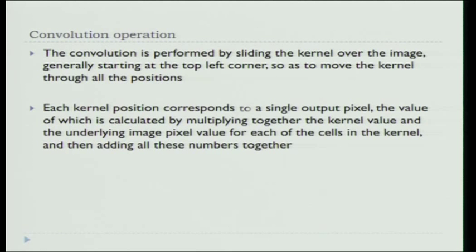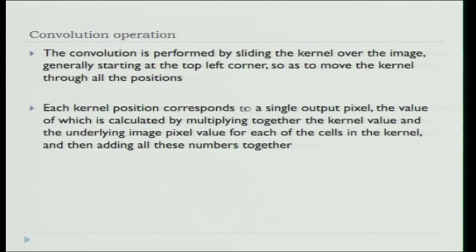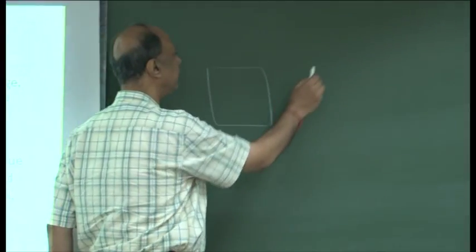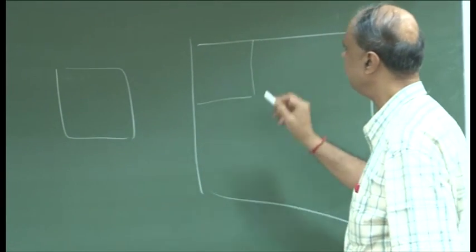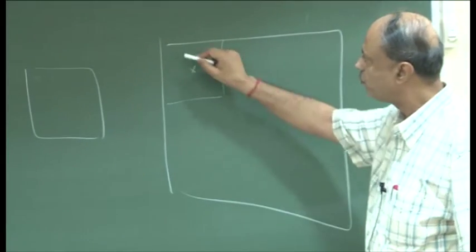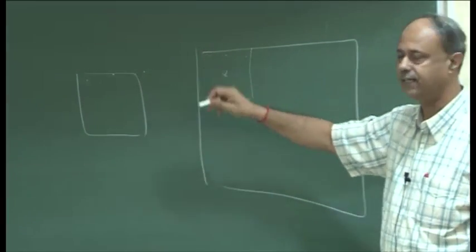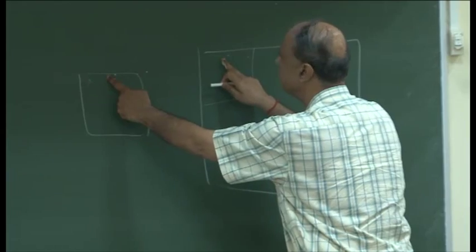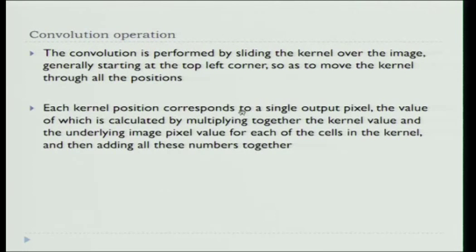So that is what we have written here. The convolution is performed by sliding the kernel, your sub mask, over the image, generally starting at the top left corner, so as to move the kernel to all the positions. Once you are moving from one corner to another, this is a sub image and this is an image. So first you bring it here, and you compute this value using the neighbor pixels and the coefficients here. Maybe this will be multiplied by this, and this by this, and so on, and added, and that value you put here. That is the idea, right?